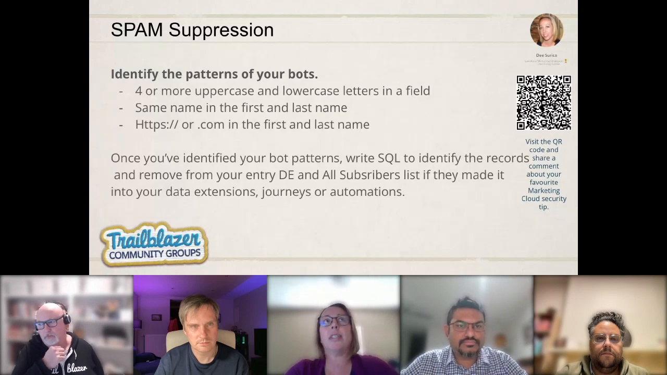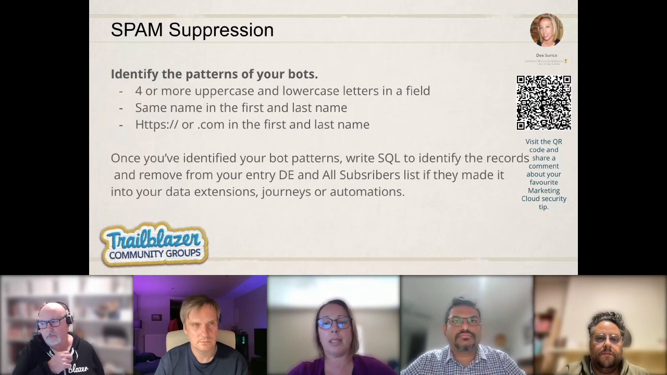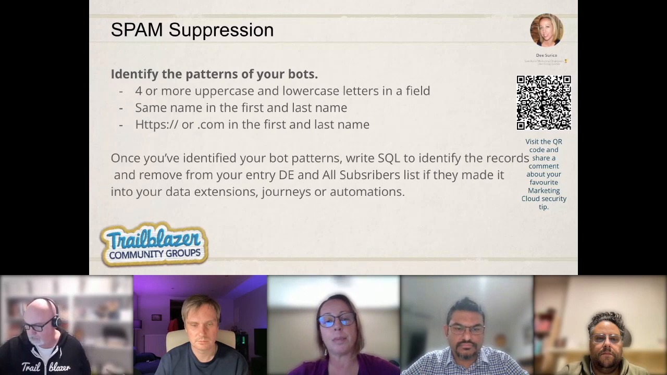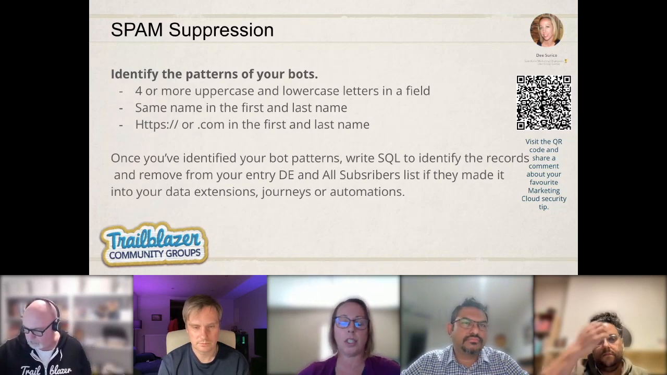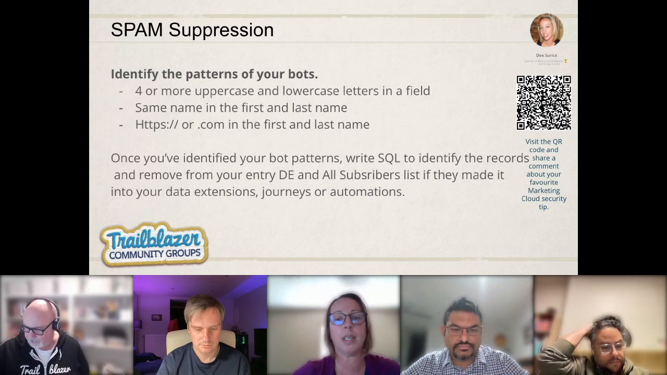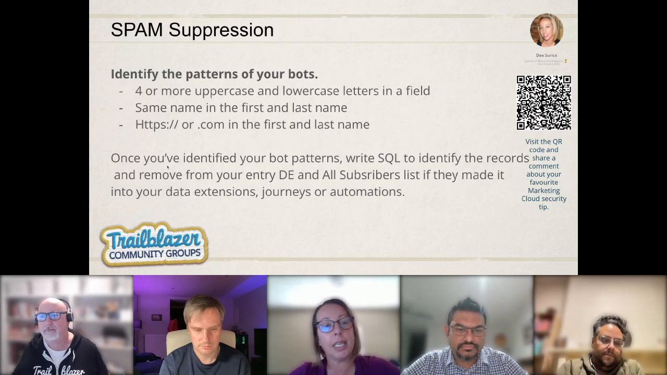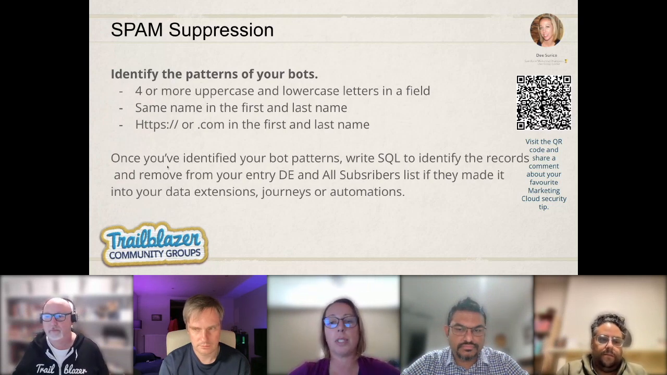There's also different domains that you can identify. Not that you want to suppress any specific country or region of bots, but if you look, there's some lists of domains that are highly spammed, and so you can just do a quick Google search or ChatGPT and it'll tell you. Once you've identified the bot patterns, you're going to write SQL to identify the records and remove them from your entry data extensions, your source data extensions, and then again on your All Subscribers if they hit your All Subscribers.